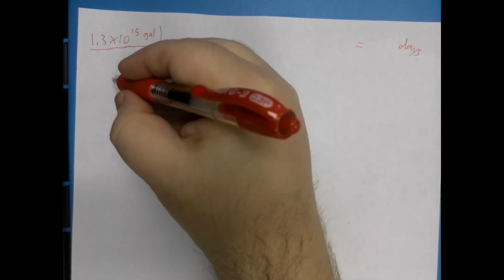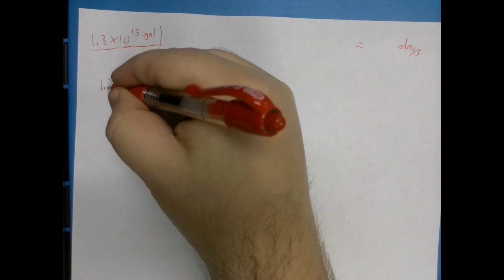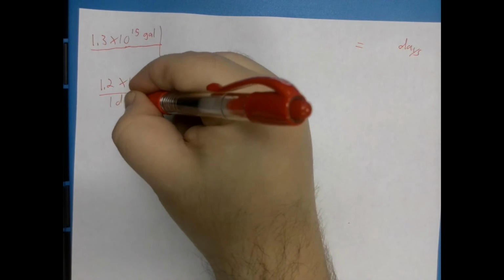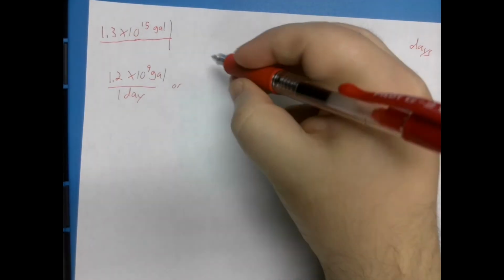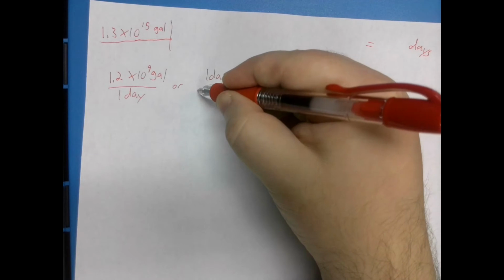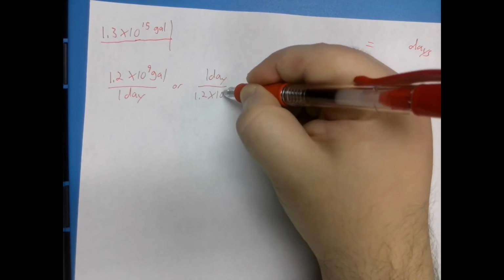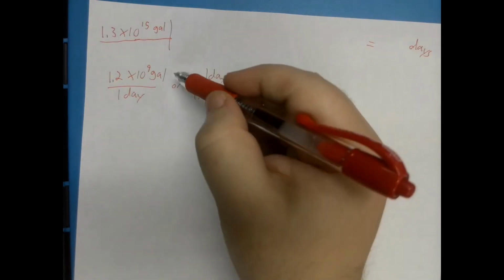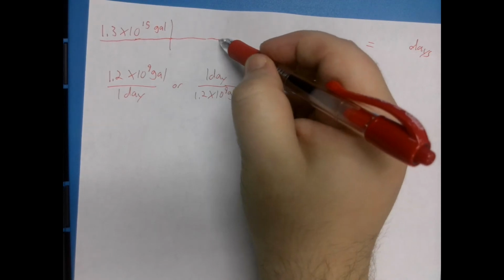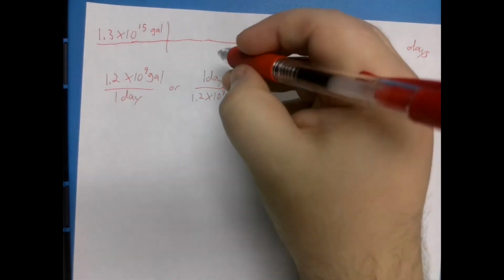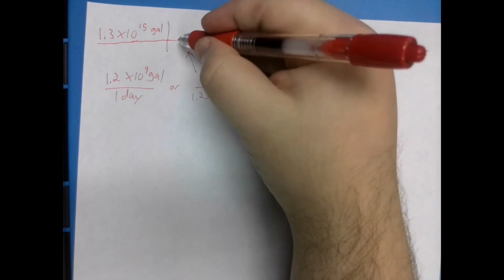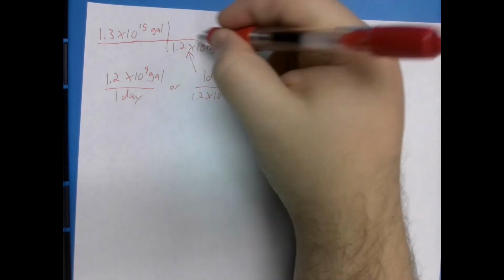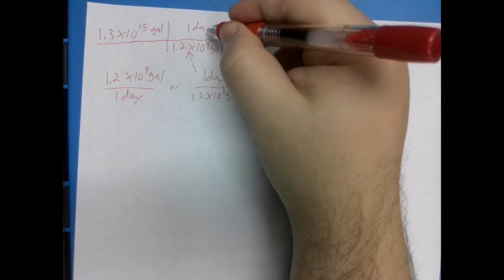We're given a conversion factor. This conversion factor is 1.2 times 10 to the 9 gallons per 1 day. We can also flip that as 1 day, Chicago uses 1.2 times 10 to the 9 gallons. And again, we would insert into this equation whichever one will cancel out gallons and give us days. So we would insert this one into it: 1.2 times 10 to the 9 gallons. So it cancels out gallons, and we put 1 day on top.